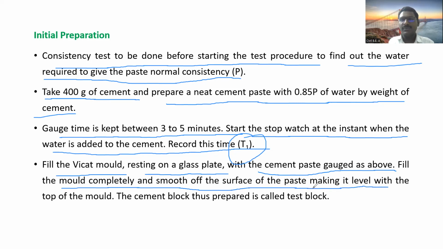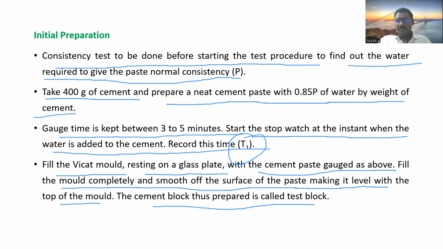So after filling the paste in the mold, we have to make the surface level. Then, from the top of the mold, the cement block that is prepared is called a test block. Whatever cement block we are making is nothing but the test block. So this is the initial preparation.